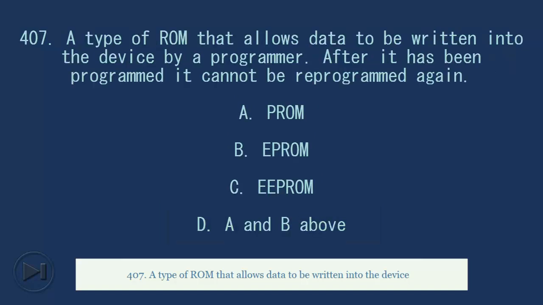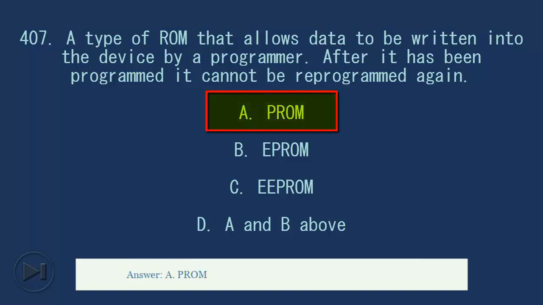407. A type of ROM that allows data to be written into the device by a programmer. After it has been programmed, it cannot be reprogrammed again. A. PROM. B. EPROM. C. EEPROM. D. A and B above. Answer, A. PROM.